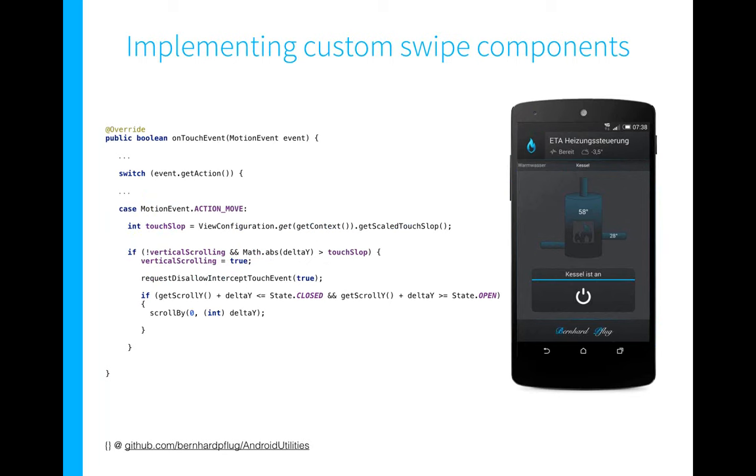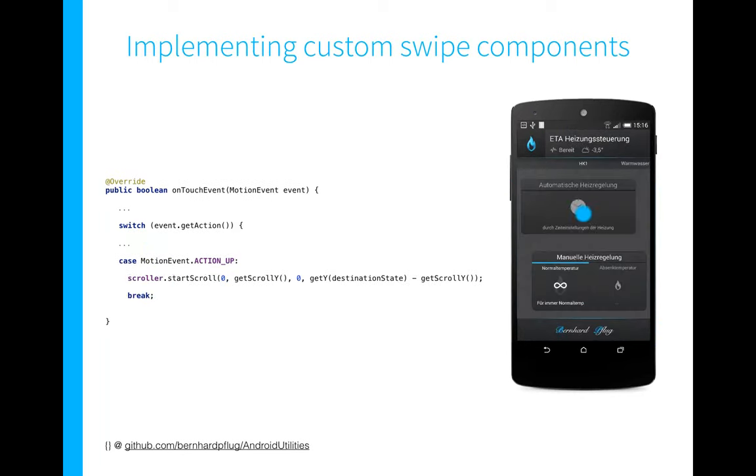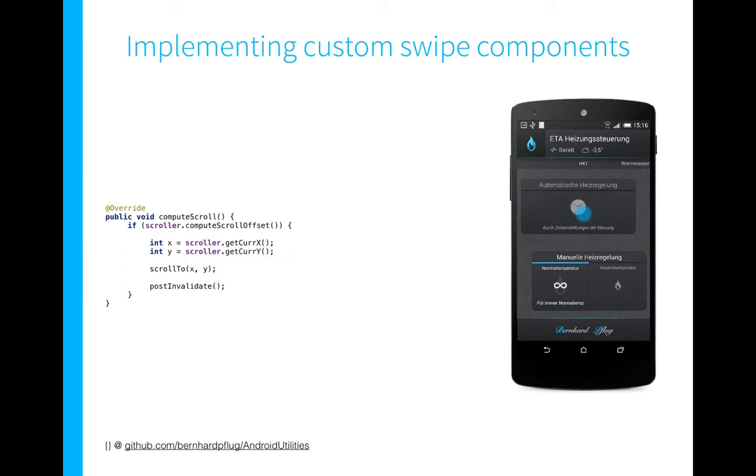And then we use the scrollBy method to vertically shift the viewport. If the user releases, we also want to snap back to the open or closed state. We don't want to leave it in the intermediate state. Android therefore provides a Scroller class that lets us scroll from the current to a target position. To perform the snapback, we use the computeScroll method, which is always called during the drawing time of the view class.